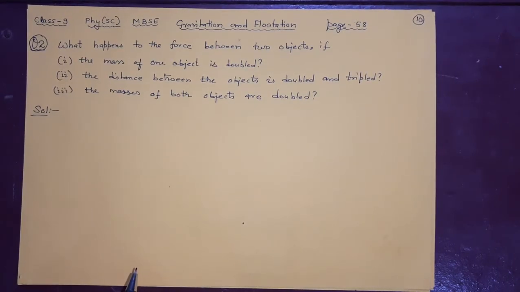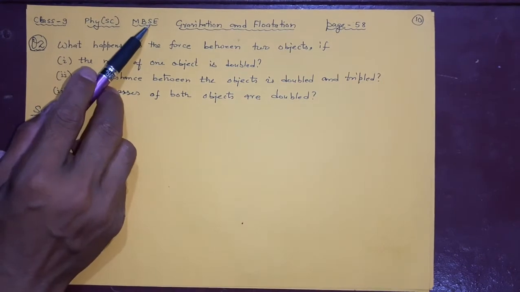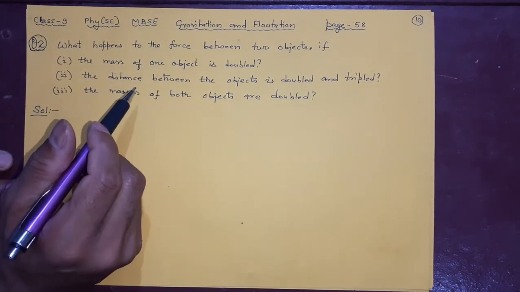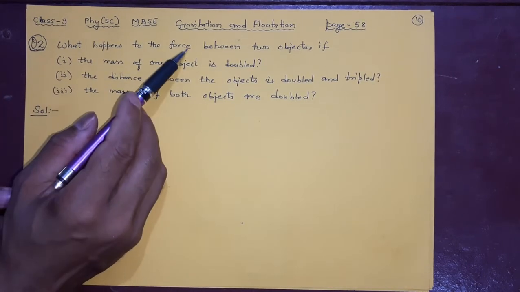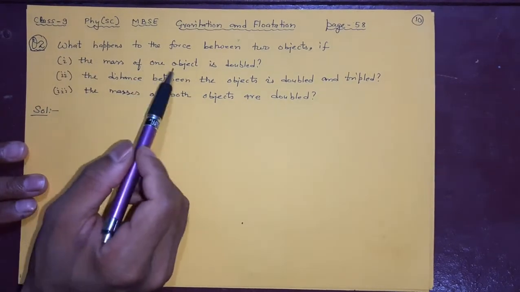Today we are going to do the second solved numerical question in your textbook, page number 58. This is of class 9 physics, MBSE, Mizoram Board of School Education, Gravitation and Floatation, chapter number 3. The page number is 58, I told you. The second question asks what happens to the force between two objects, that means force will change by how much if the mass of the object is doubled.